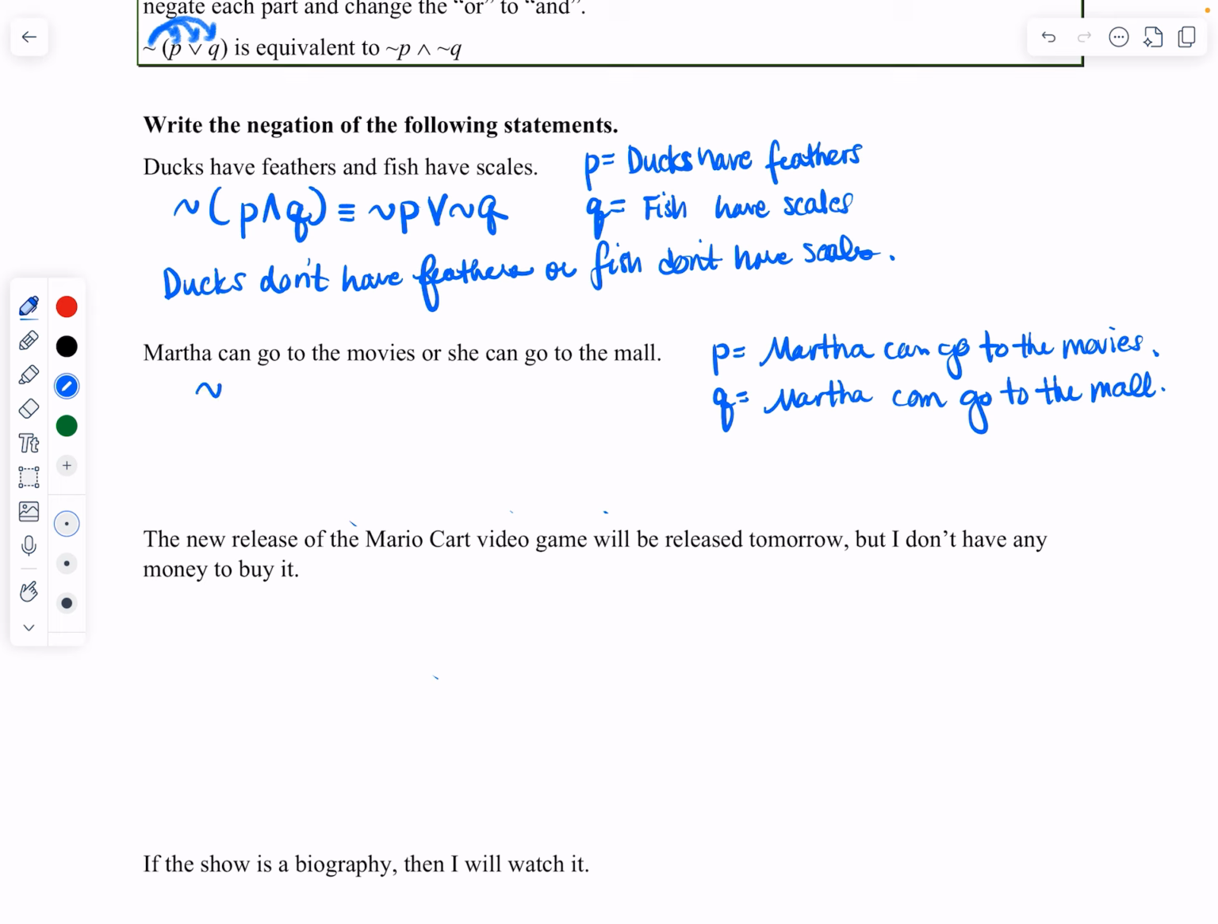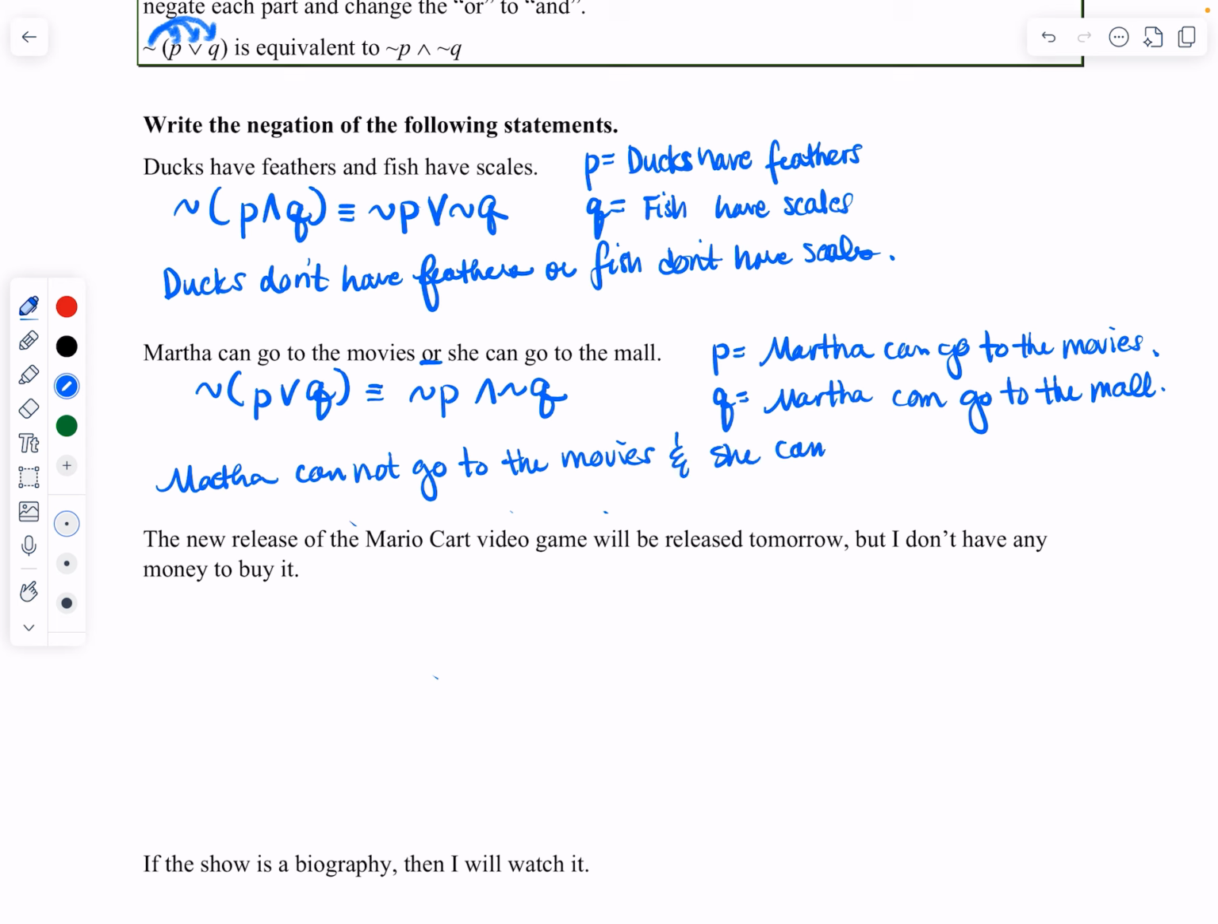So we're going to negate this. I've got to write up what it says first. So we're going to negate P or Q. That's logically equivalent through De Morgan's law to the negation of P and negation of Q. So Martha cannot go to the movies, and she can't go to the mall.